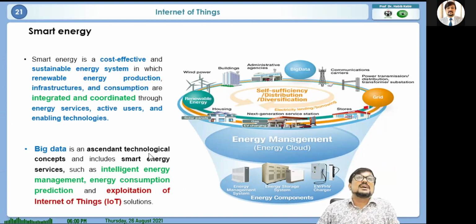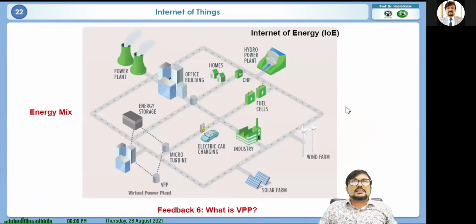Okay, so big data is a technological concept including smart energy, such as intelligent energy management, energy consumption prediction, and of course we need the Internet of Things. So these are the things. The Internet of Things is over here. Then we have clouds, and the consumer. We have the cloud and we have the fog over there. So I believe you understood, so I should move forward. There should not be that many questions.